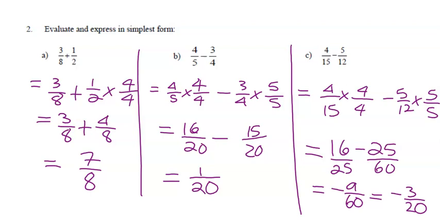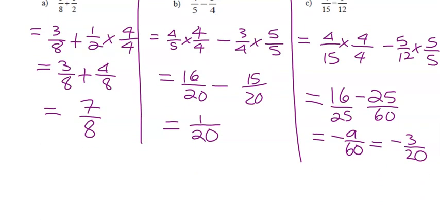Well, we ended up with negative, right, because 25 is bigger than 16. So we ended up with a negative 9 over 60, and then we have to reckon, I can reduce that, right? It says express in simplest form. So that means just reduce it, if it's reducible as a fraction.